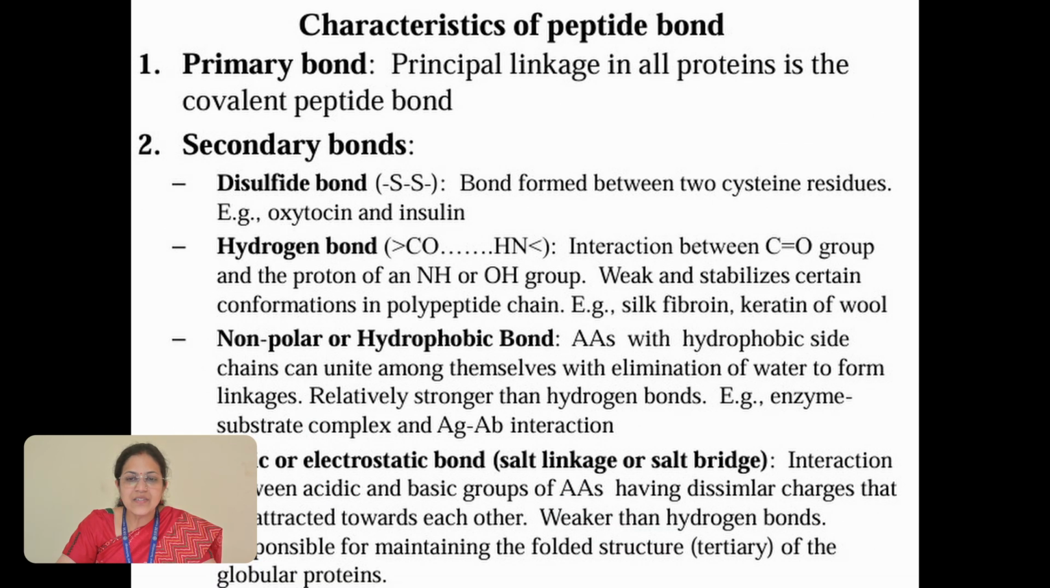Now the characteristics of the peptide bond. The peptide bond consists of 2 different types of bond: primary bond and secondary bonds. The primary bond is the principal linkage in all proteins, which is the covalent peptide bond, and the secondary bonds are the disulfide bond, hydrogen bond, non-polar bond and ionic bond.